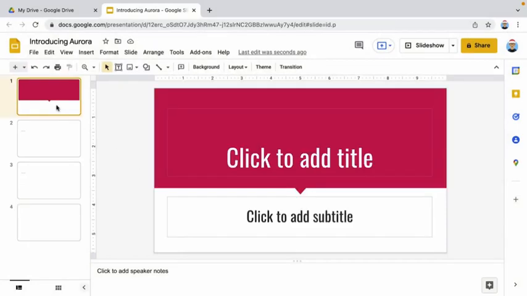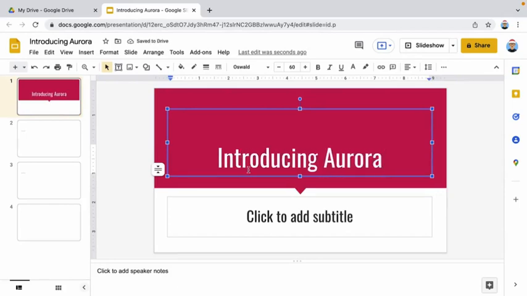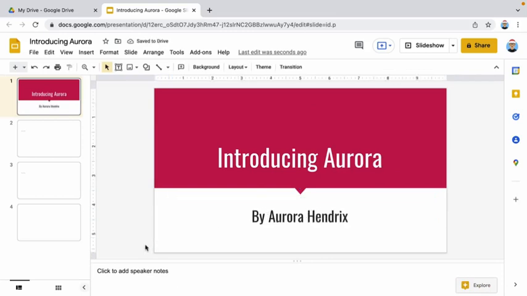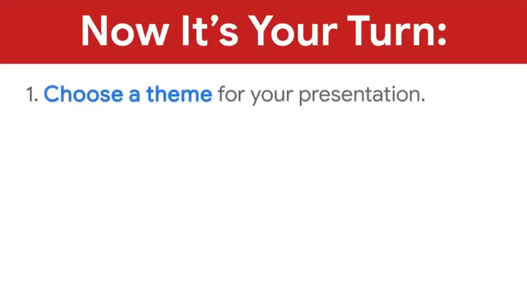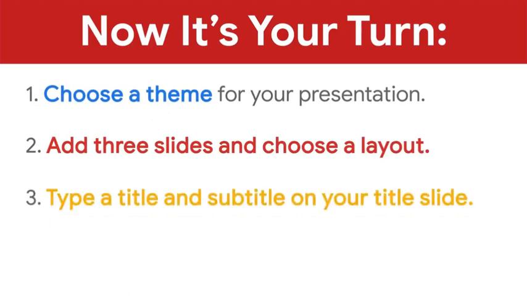Return to your title slide. Click in the title text box and type in a title that tells your audience what your presentation is about. If you like, add a subtitle as well, like your name. Now it's your turn. Choose a theme for your presentation, add 3 slides and choose a layout, and type a title and subtitle on your title slide.